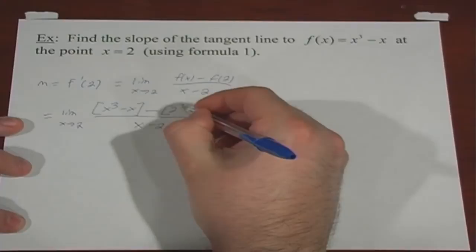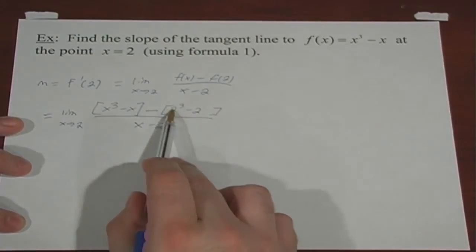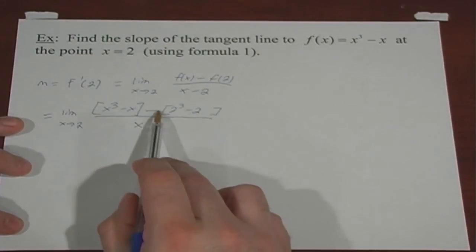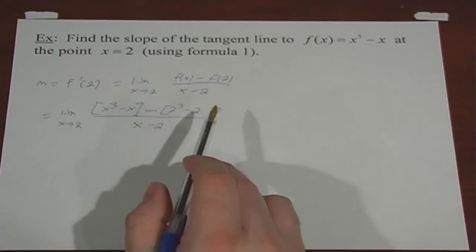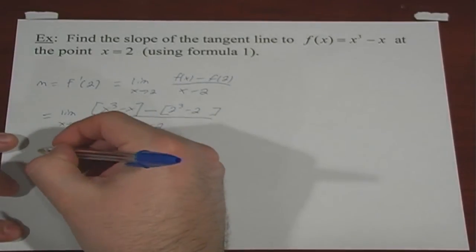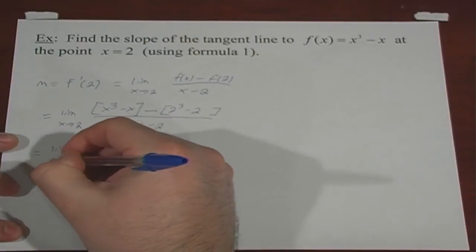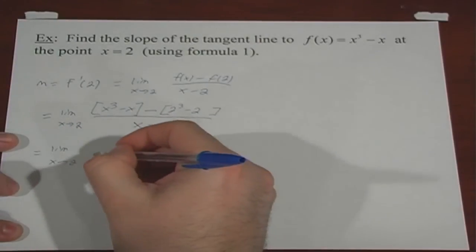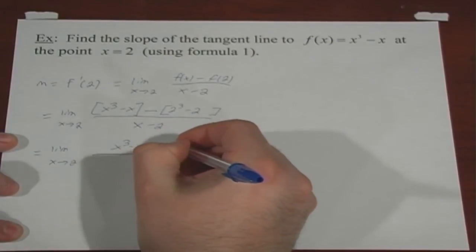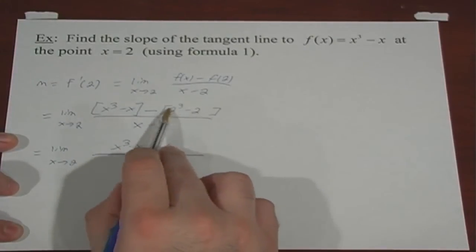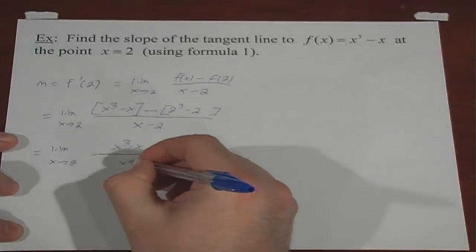You get 2 cubed minus 2. If you don't use square brackets, at least put parentheses, because you're going to have to distribute the minus, and if you don't put anything, you might forget to distribute the minus, and it causes a lot of problems. So, the limit as x goes to 2. Now I'm just going to simplify the top. This is x cubed minus x minus 6, because 8 minus 2 gives 6 there. And we have x minus 2 here.